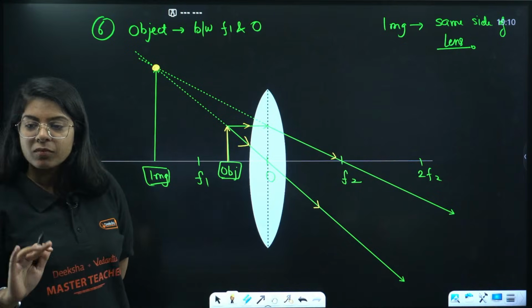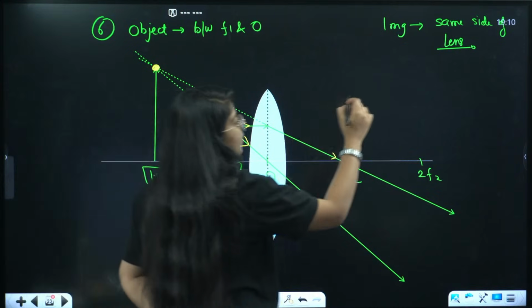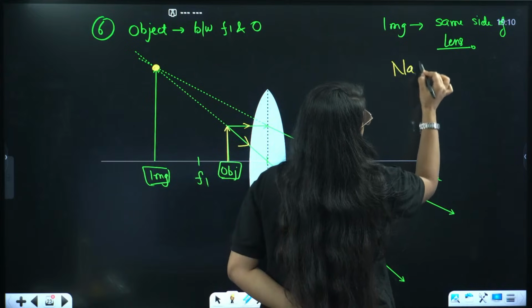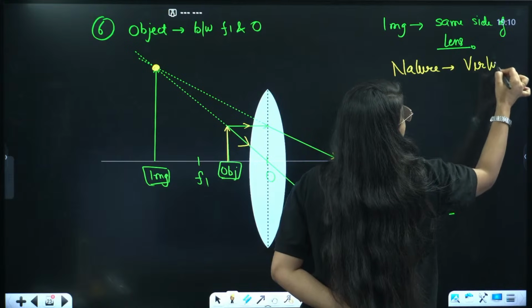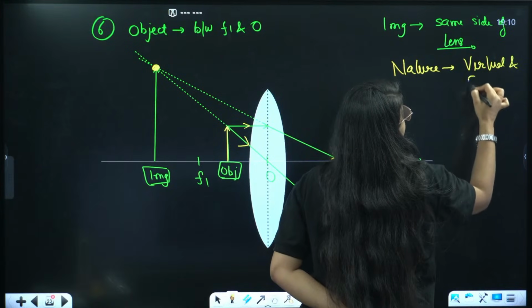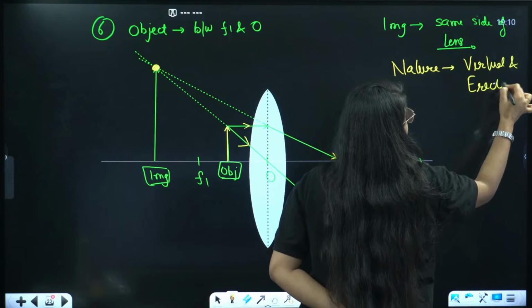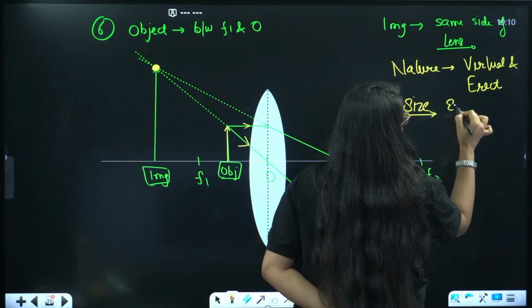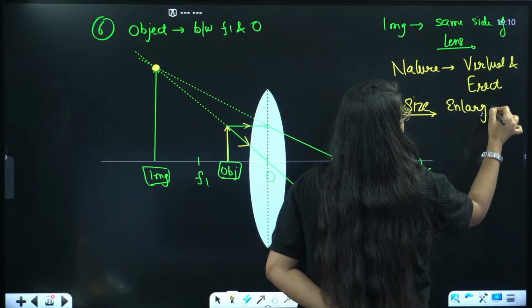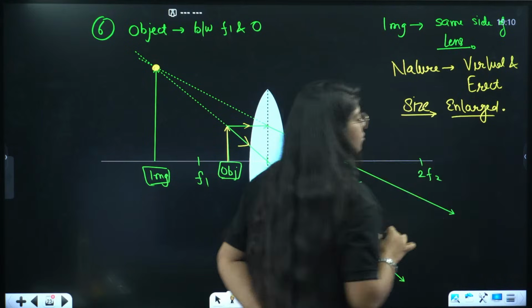Done? So the nature of the image in this case is virtual and erect. It is virtual and erect and its size is enlarged. Okay? Its size is enlarged. Done?